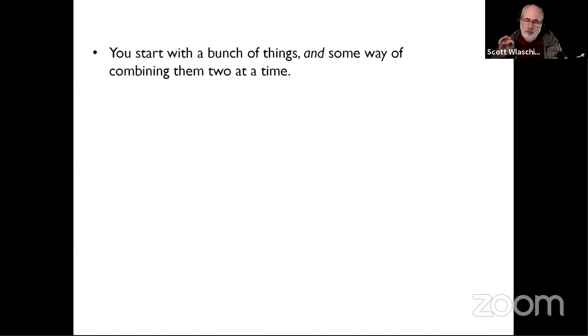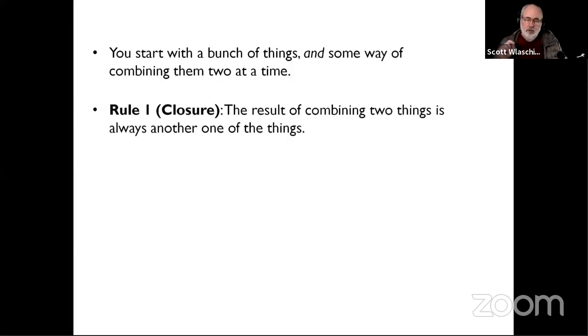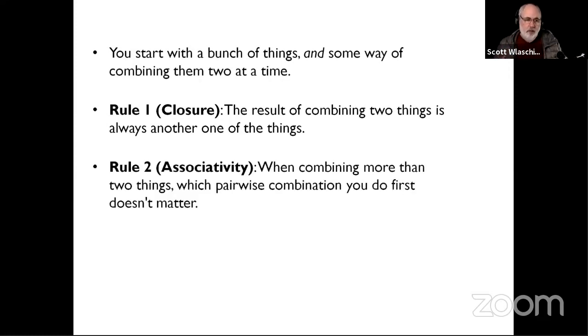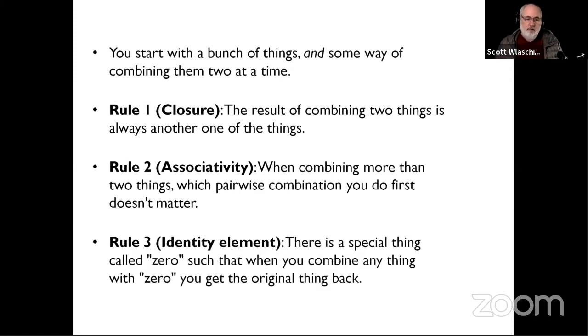So here we go. Here's the pattern that we've noticed. We've got some things and there's some way of combining them two at a time. And there's a rule that if you combine two things, you get another one of those things. And then also when you combine them, it doesn't matter which operation you do first. And finally, there's this identity element, a special 0 or 1, that when you add something to it, it doesn't do anything. So, okay, this sounds very mathematical.